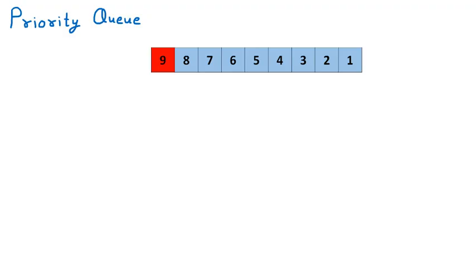Here we have a diagram in which we have 9, 8, 7, 6, 5, 4, 3, 2, 1. These are nothing but the priorities. We know that a queue has a rear and a front. Rear always points to the last element in the queue, and front always points to the first element in the queue. Insertion takes place from the rear side, and deletion always takes place from the front side. Except for these things, we have priorities assigned to the queue elements.